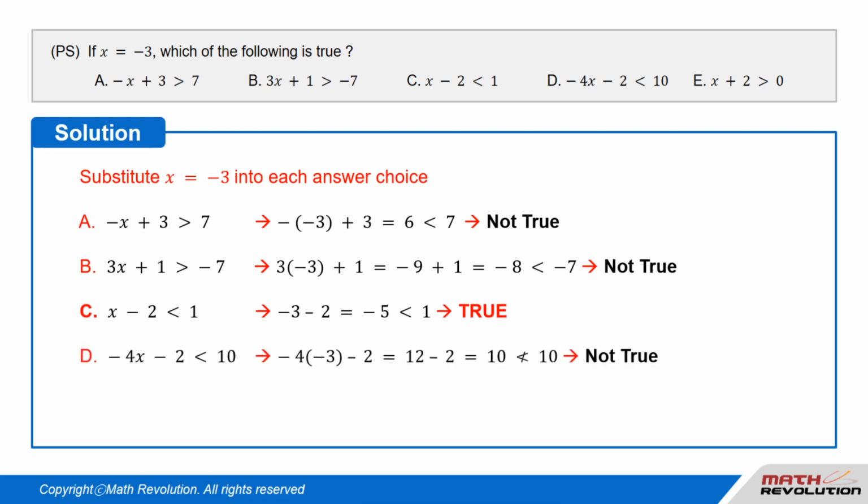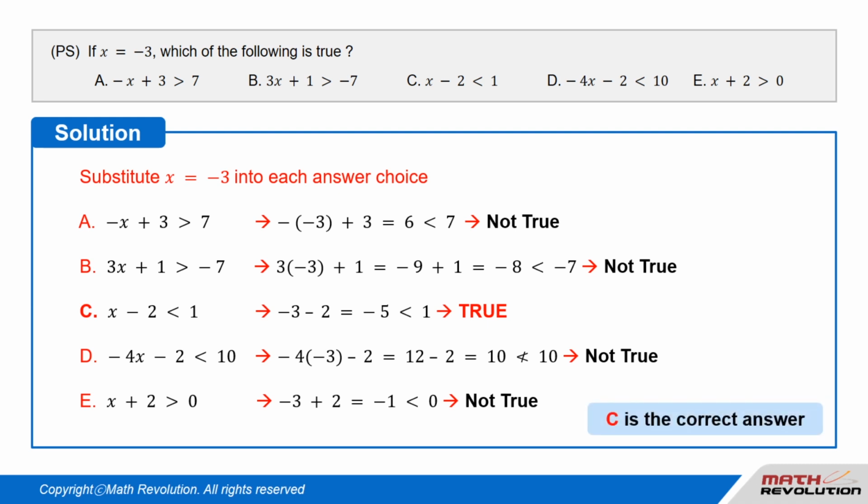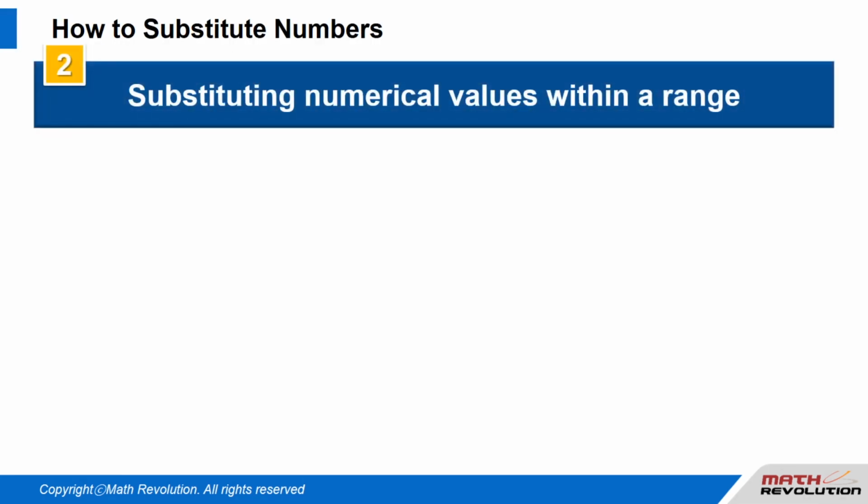D. Negative 4 times x minus 2 is less than 10. Negative 4 times negative 3 minus 2 equals 12 minus 2 equals 10, which is not less than 10, so this choice is not true. E. x plus 2 is greater than 0. Negative 3 plus 2 equals negative 1 is less than 0, so this choice is not true. So C is the correct answer. Answer C.